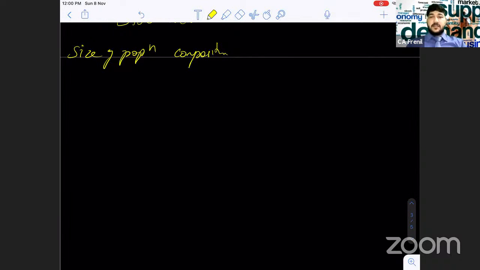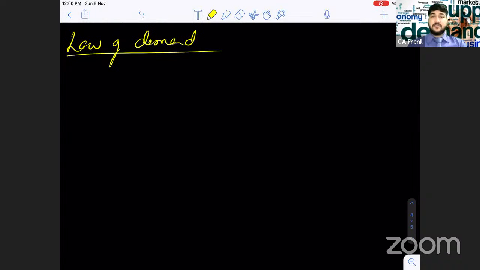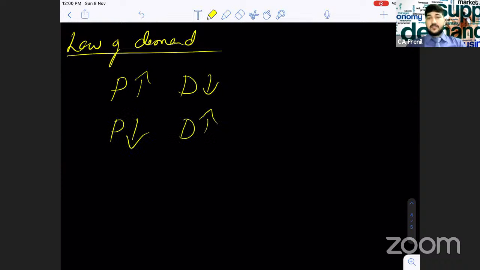Okay, what does that state? The law of demand, in simple words, says that other factors remaining constant, if the price of the commodity increases, the demand falls, and if the price decreases, demand increases. Correct? That is what the law of demand says.